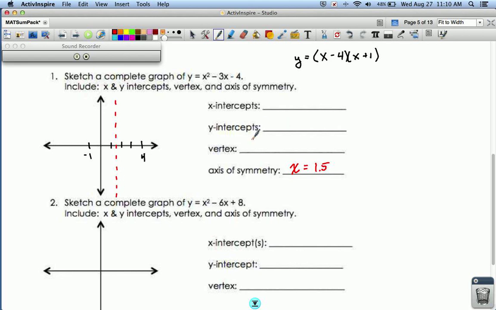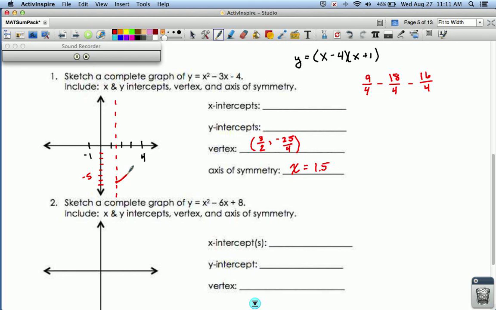To find my vertex, I know that 1.5 or 3/2 is the point in question here, so 3/2 squared is 9/4. 9/4 minus 3 times 3/2 is 9/2, or 18/4. Minus 4 is the same as 16/4. So what do we have here? 9 minus 18 is negative 9, minus 16 is negative 25. So negative 25/4, which is negative 6 1/4. 6, 7, so 6 1/4 is roughly around there.